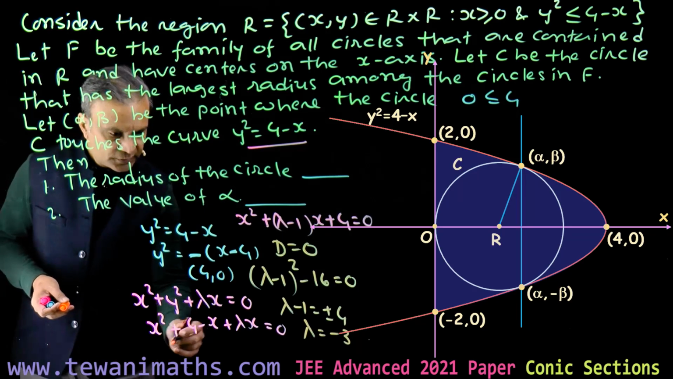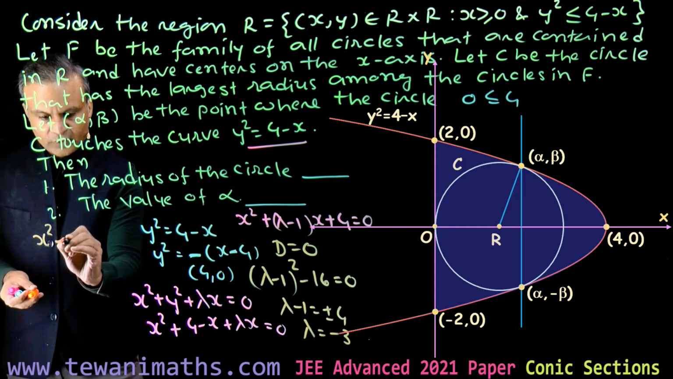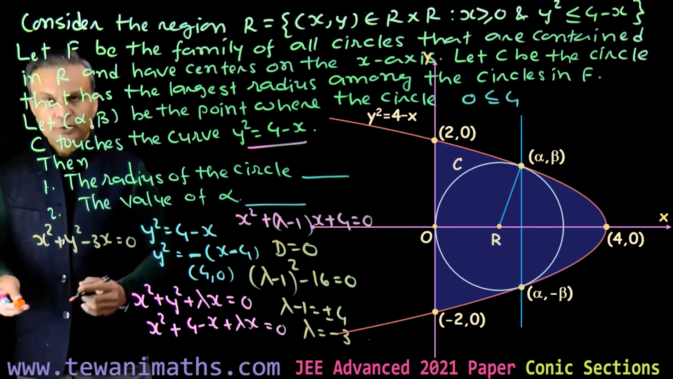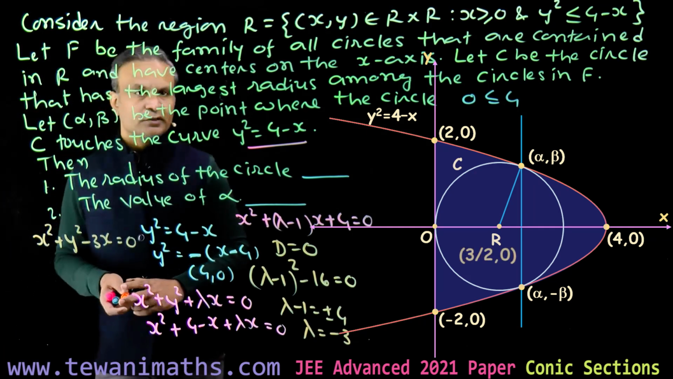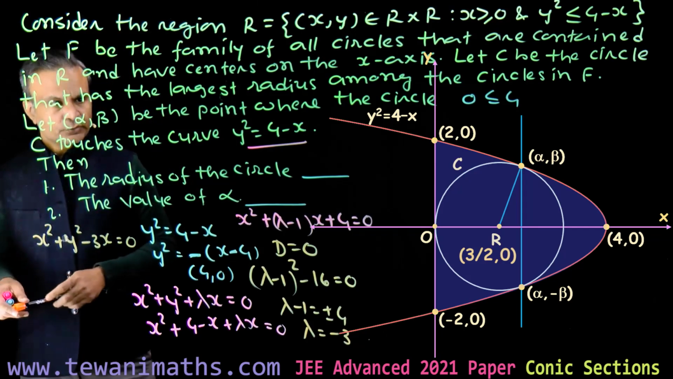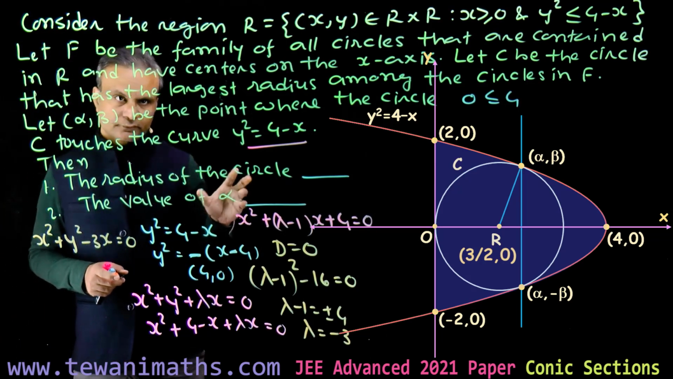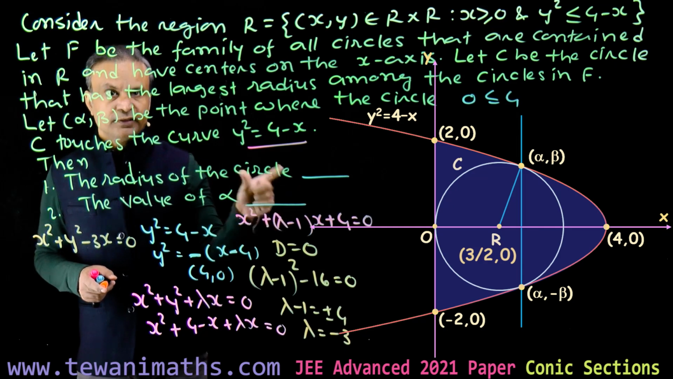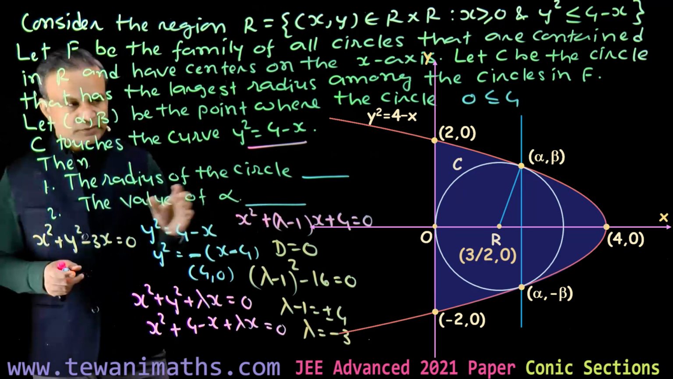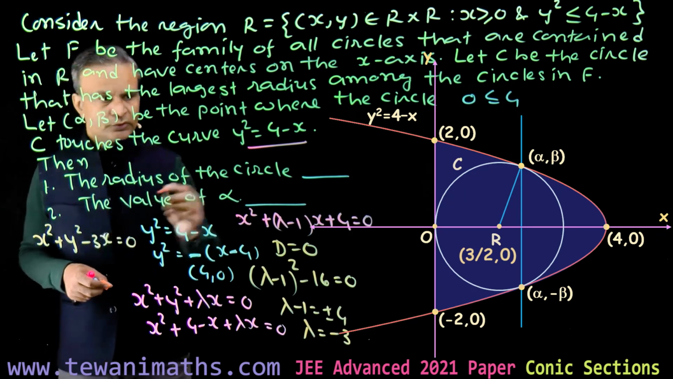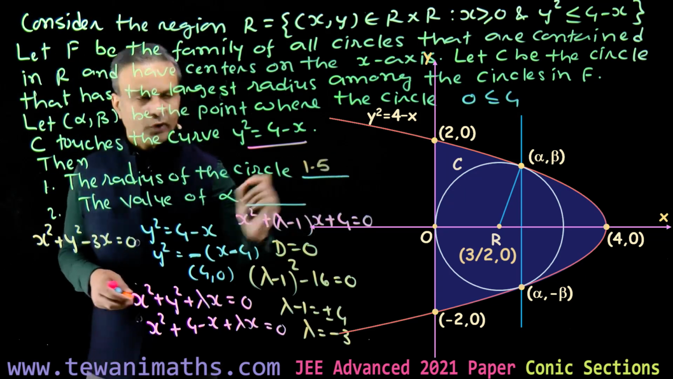So the equation of the circle is x square plus y square minus 3x equal to 0. The center of the circle will be (3/2, 0), and the radius will be 3/2. From the figure, the radius of the circle is 3/2. The distance of the center from the origin is 3/2. So the radius is 3/2. So here the value is 1.5.